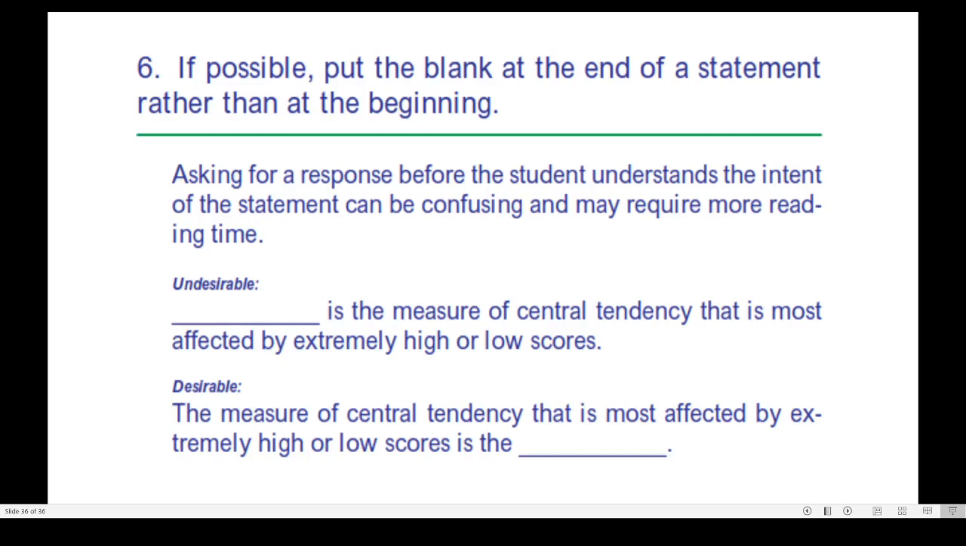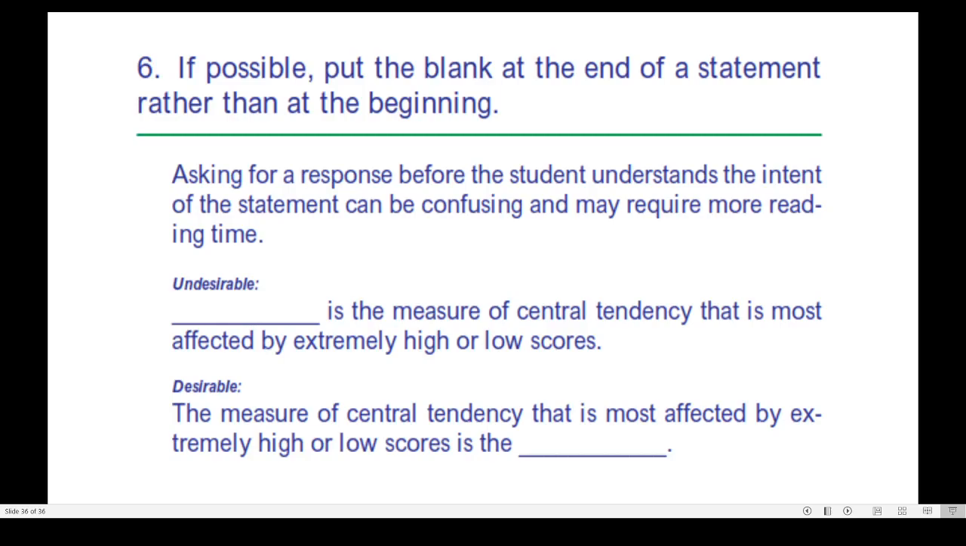So, uulit-ulitin nila yan. Kasi nga, nauna yung tanong mo. Nauna yung gusto mong sagot nila. Okay? So, this is an undesirable test item. You can put that here. You could revise that by saying the measure of central tendency that is most affected by extremely high or low scores is blank. The correct answer there is the mean.